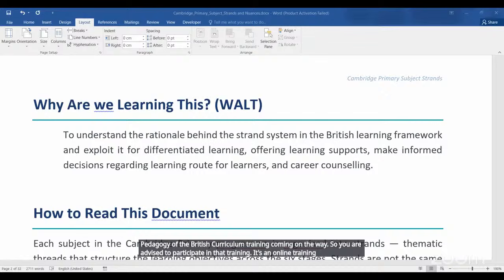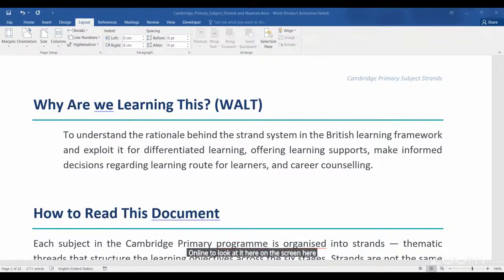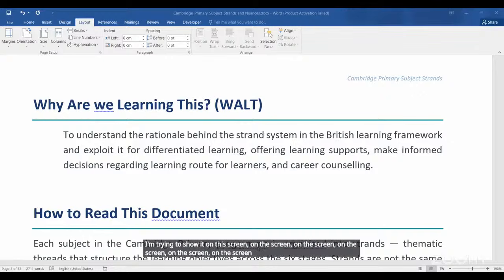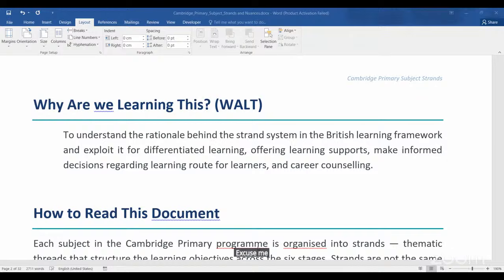Look at it here on the screen. You can see it on the screen, right? Let me check it again. I'm trying to show it on the screen. Excuse me? Yeah, here. Pedagogy of the British Curriculum. That's a training coming on the way. No, not this one.